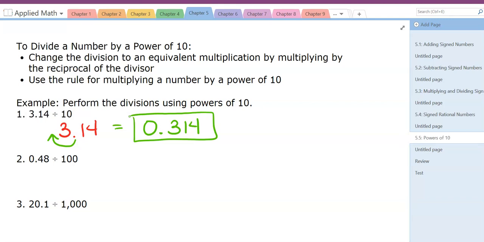How about number 2? What would you do? Good. 0.0048. And how about the number 3, the last one there? Move it 3 times to the left.